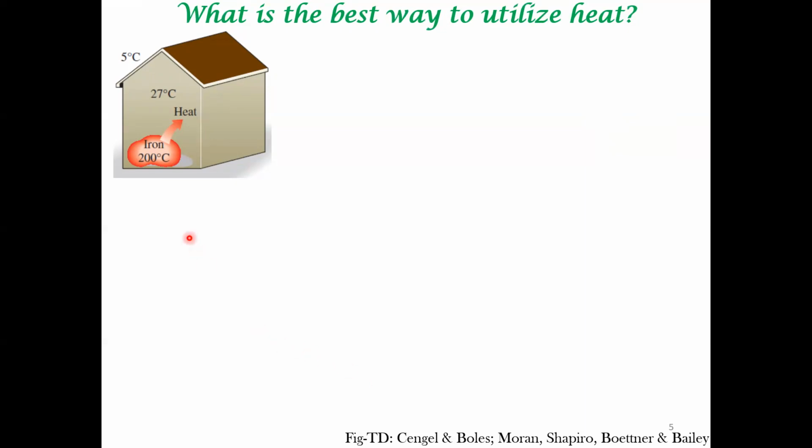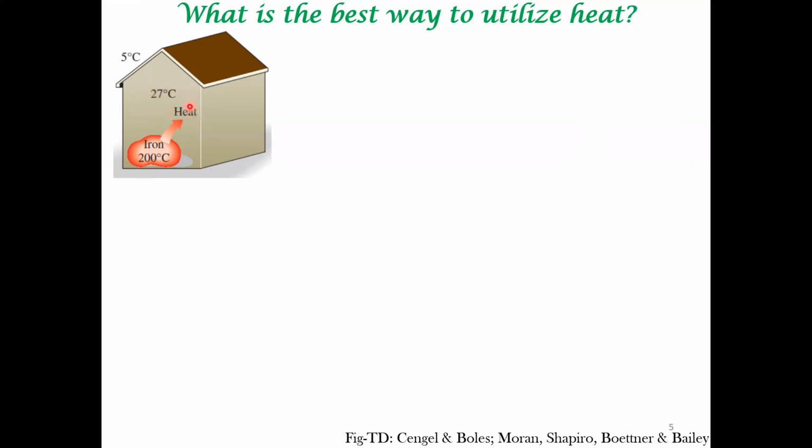For example, you have a hot block of iron, let's say, at 200 degrees centigrade. Our engineering objective is to heat a room that is at a lower temperature. Let's say you want to keep the room at 27 degrees centigrade. How best to utilize the internal energy available in this iron block, which is at 200 degrees centigrade, to heat the room?